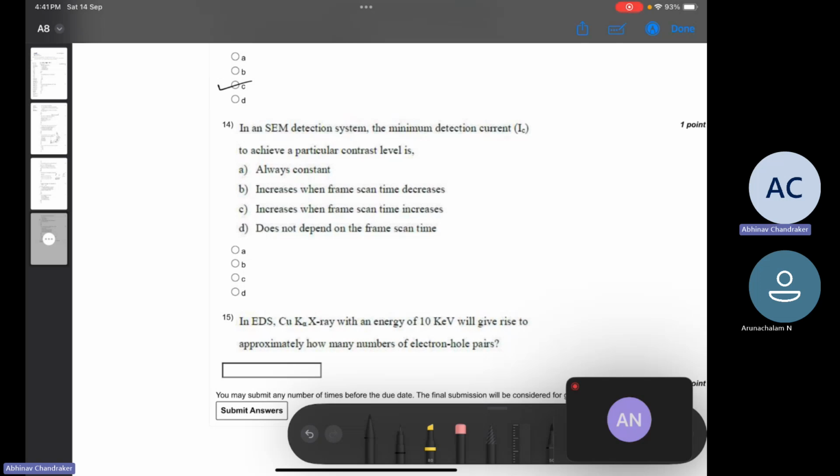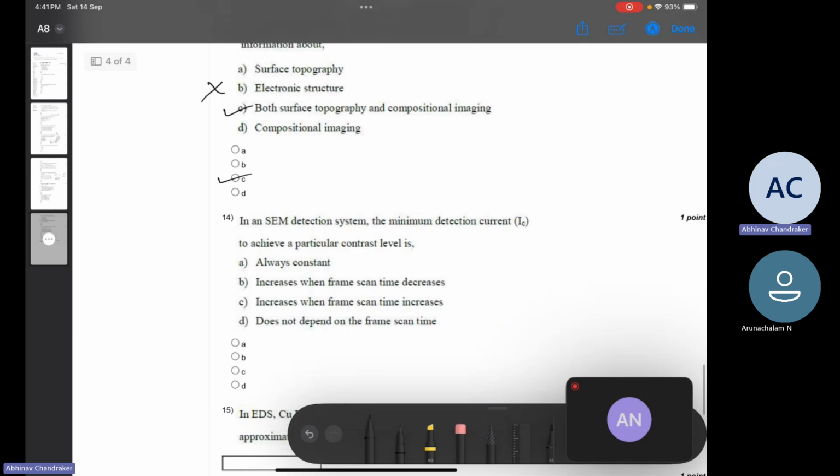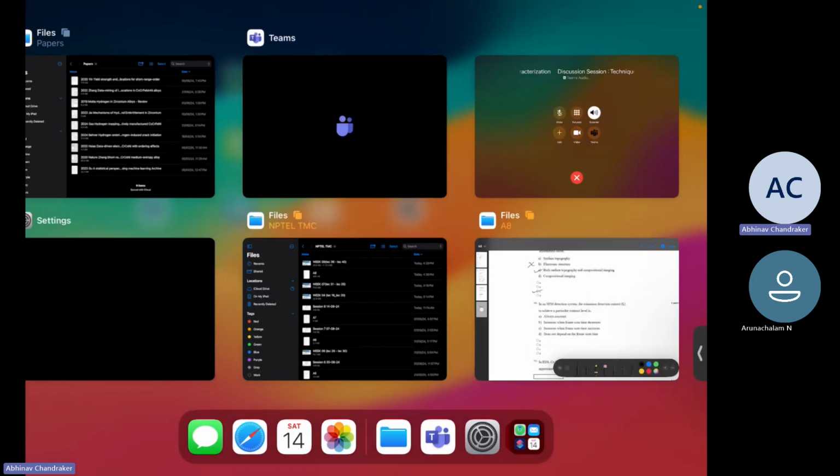In an SEM detection system, the minimum detection current to achieve a particular contrast level is... we know that to be able to get a particular contrast level... Let's go to the slides to look at this thing.